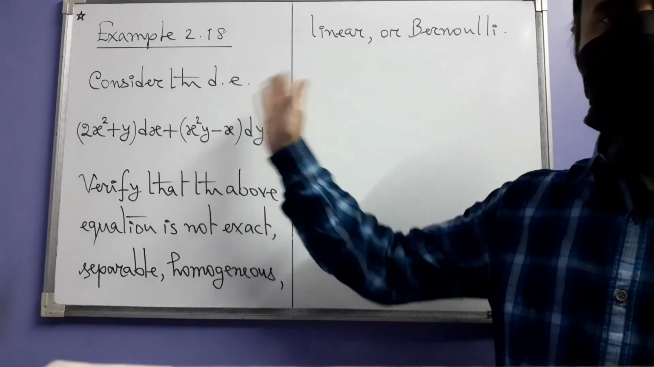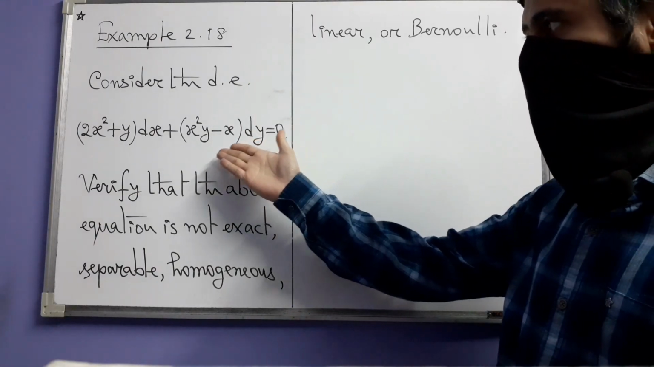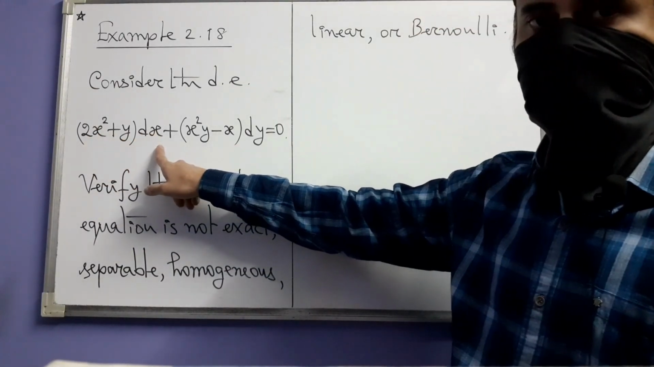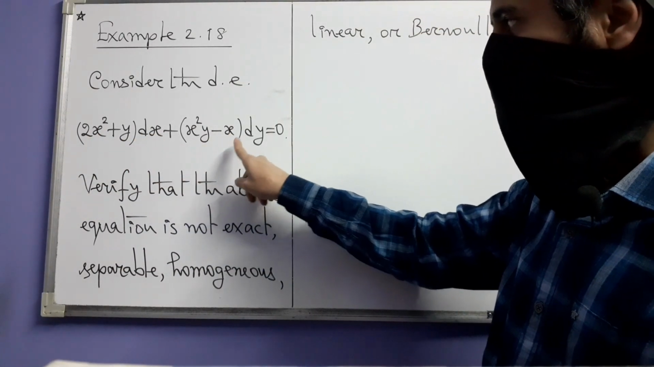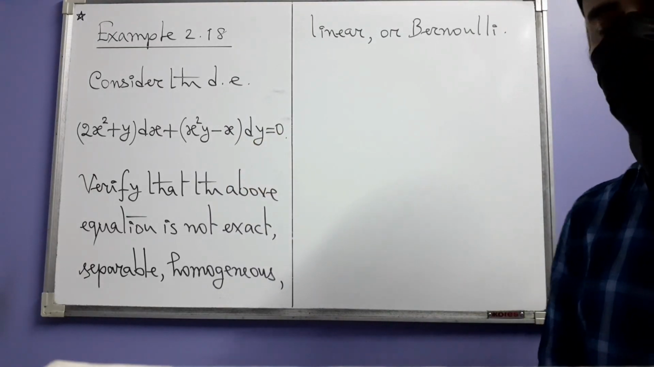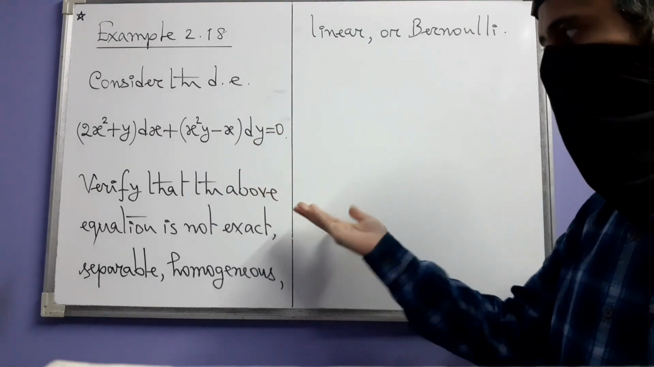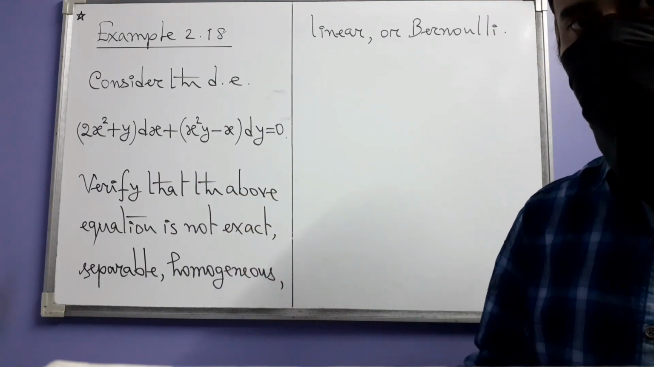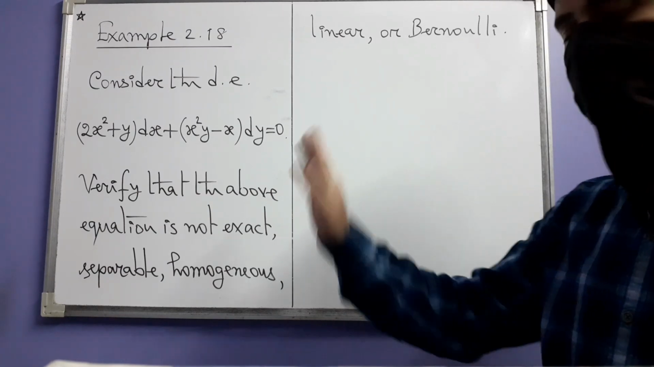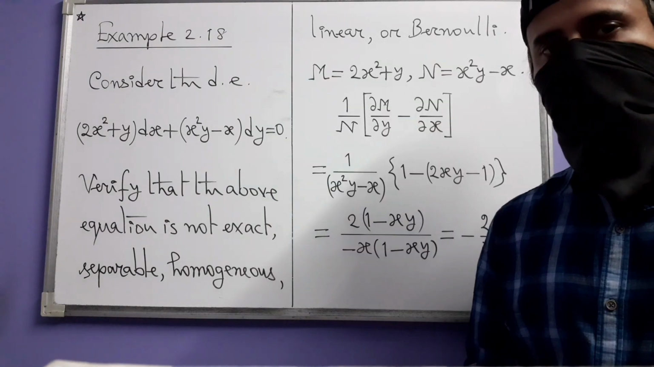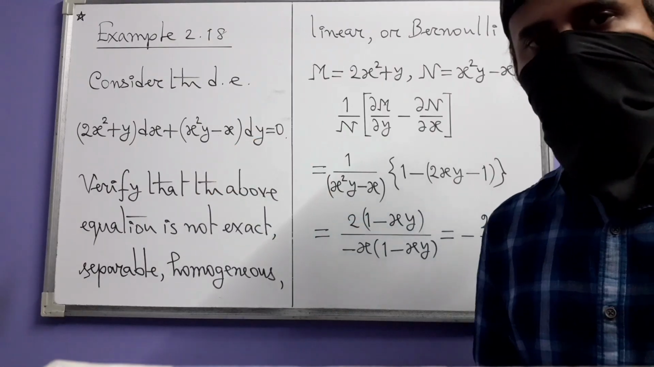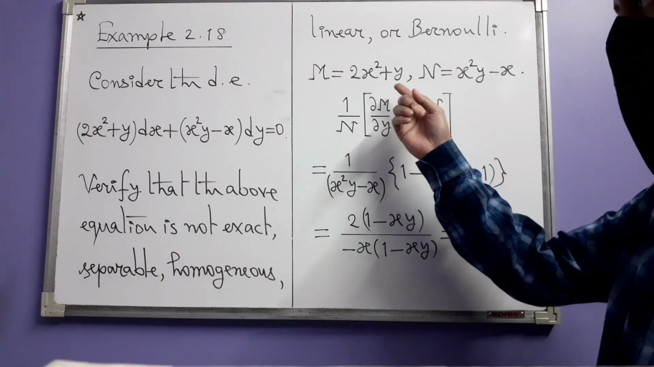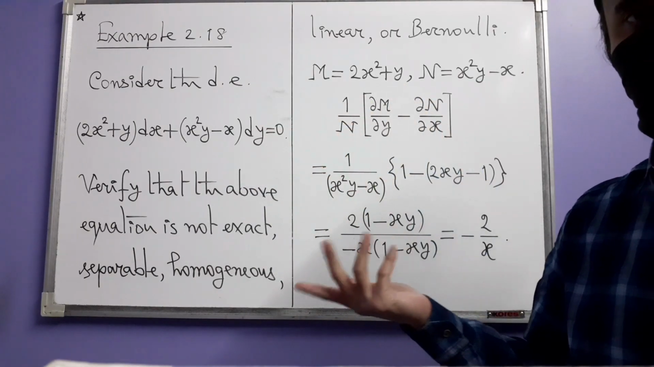That example is example 218, where we are going to consider this differential equation: (2x squared plus y) dx plus (x squared y minus x) dy equal to 0. The author mentions to verify that the above equation is not exact, separable, homogeneous, linear or Bernoulli. It's none of those things. Comparing this equation with the general equation M dx plus N dy equal to 0, we get M is 2x squared plus y and N is x squared y minus x.